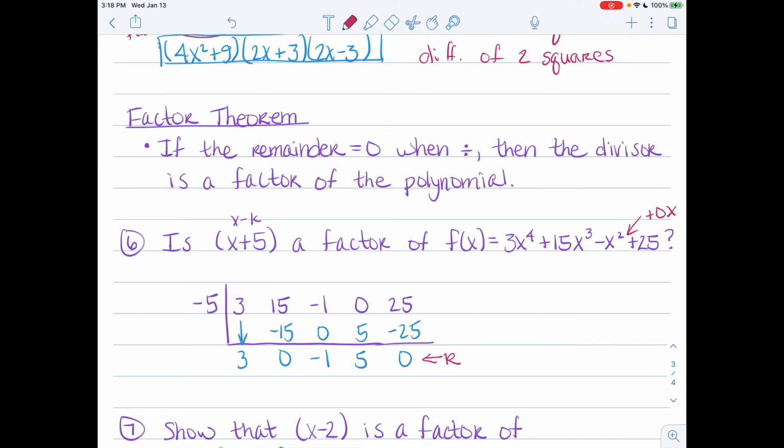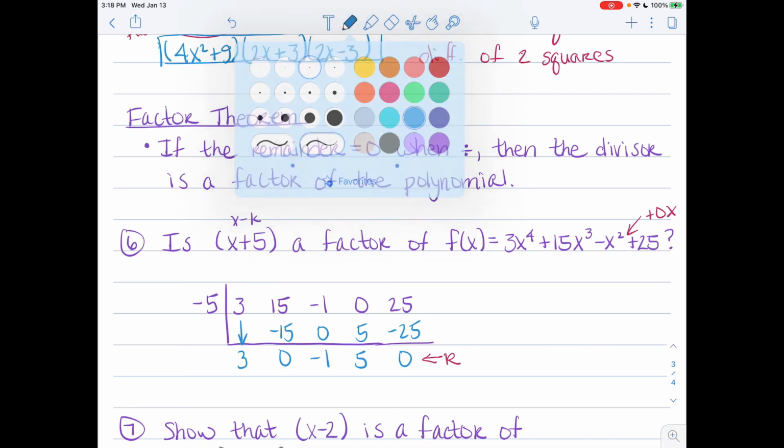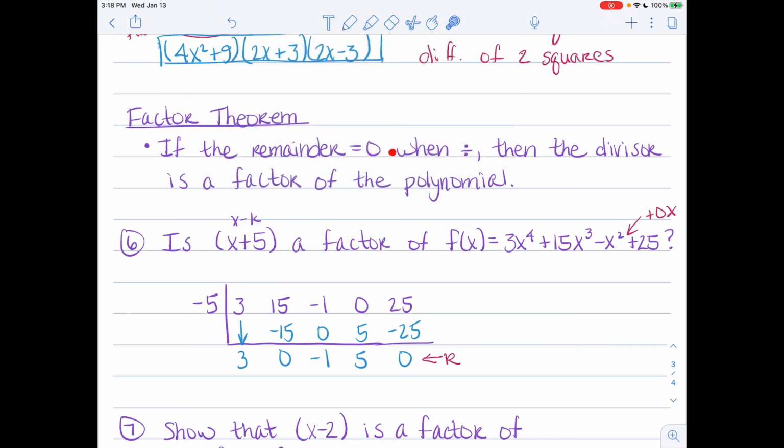What does that mean? Go back and look. If the remainder is 0, then the divisor is a factor of the polynomial. So when it asks us, is x plus 5 a factor of that polynomial? Our answer will be yes. If you want to write the reason up above, you can say r equals 0, so yes.